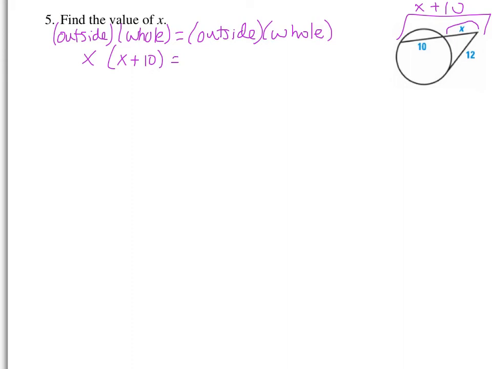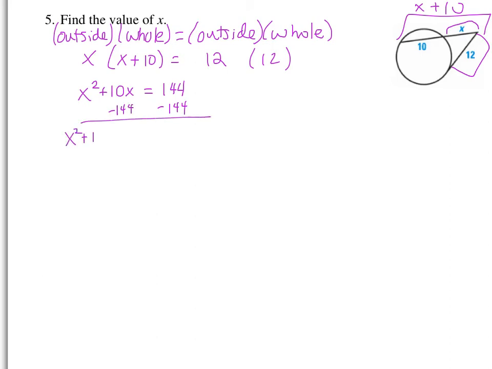All right, so for the other one, I have my 12 is the outside piece, and again, the whole thing is 12. So when I simplify this and I distribute, I get x squared plus 10x equals 144. So because it is a quadratic, I need to make it y equals 0 on one side, so I need to subtract my 144 over. So I get x squared plus 10x minus 144 because it's not like terms with anything.